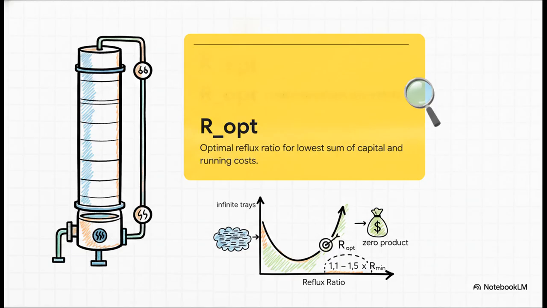Think about it. If you operate at minimum reflux, you'd mathematically need an infinite number of trays. Try pitching that construction budget. But if you operate at total reflux, you're producing zero product, which is a really fast way to get fired. Most real-world columns are designed to operate somewhere between 1.1 and 1.5 times the minimum reflux, just to safely hover right near this sweet spot.